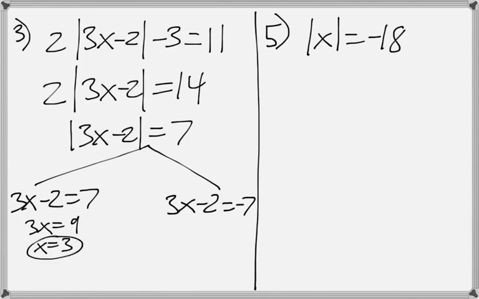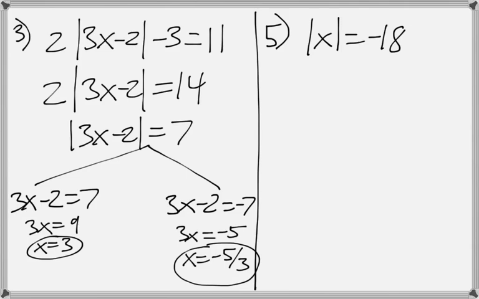So if I solve these, we get x is equal to 3, and this will be x is equal to negative 5/3. So again, if you want to check your work, you can. If you plug in 3 and negative 5/3 back into the original, they both should work.